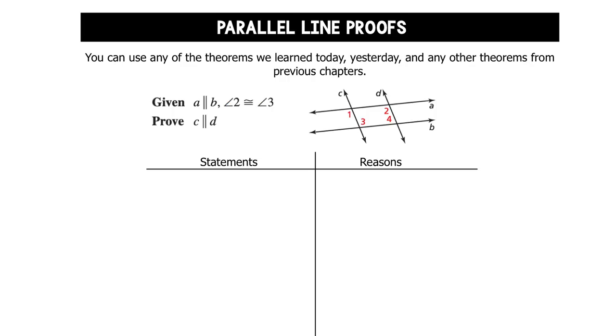All right, so in this next one, we're going to do a parallel line proof. So we're given some information. A is parallel to B and angle 2 is congruent to 3, and our goal is to prove that line C is parallel to line D. So set up your proof.